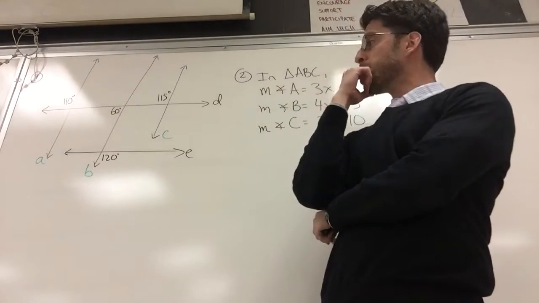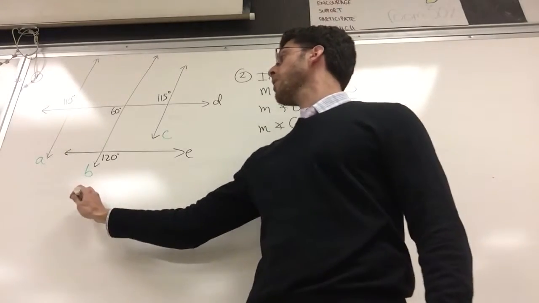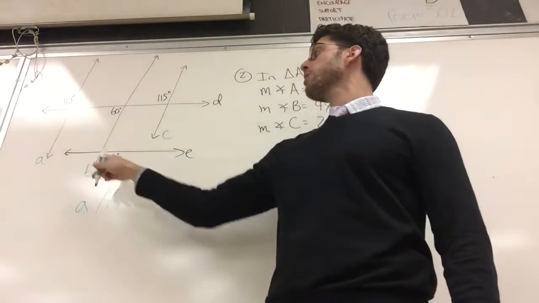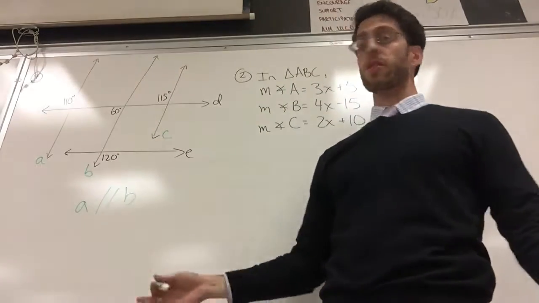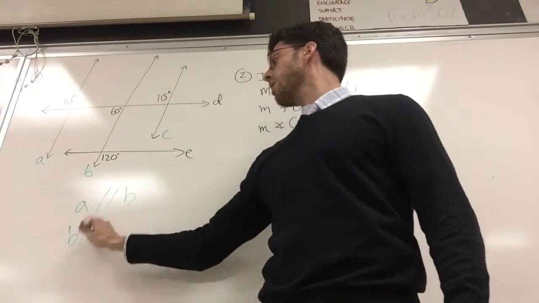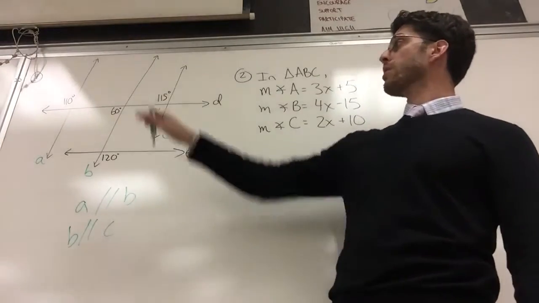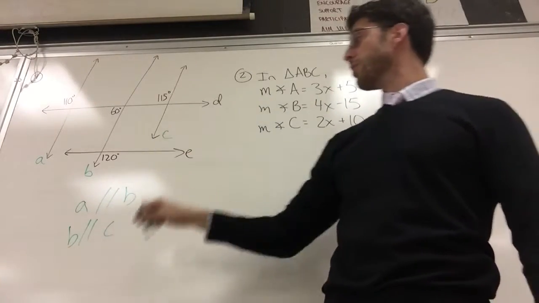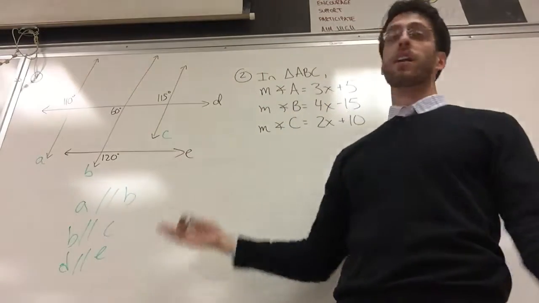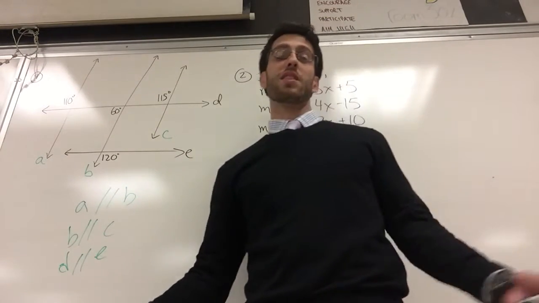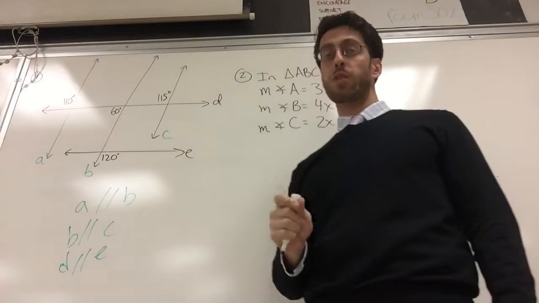So you might say, well, it looks pretty simple here. A is parallel to B. This line here is A. This line is B. They look parallel. You could say B is parallel to C. You might want to say D is parallel to E. Something like that. And you're done, right? That's too easy. Nah, it is too easy. You got to do some math.